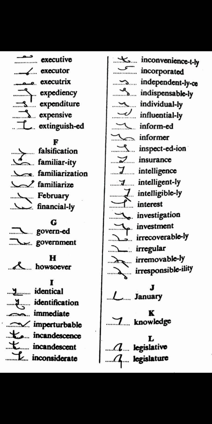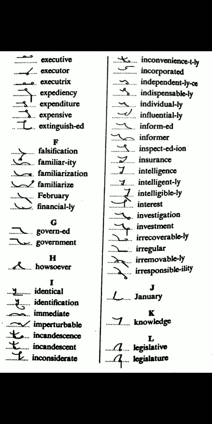N stroke upward-ish with L hook above the line for influential, influentially. N stroke F stroke on the line for inform and informed. N stroke F stroke M stroke with R hook on the line for informer. N stroke S circle P on the line for inspect, inspected, inspection.